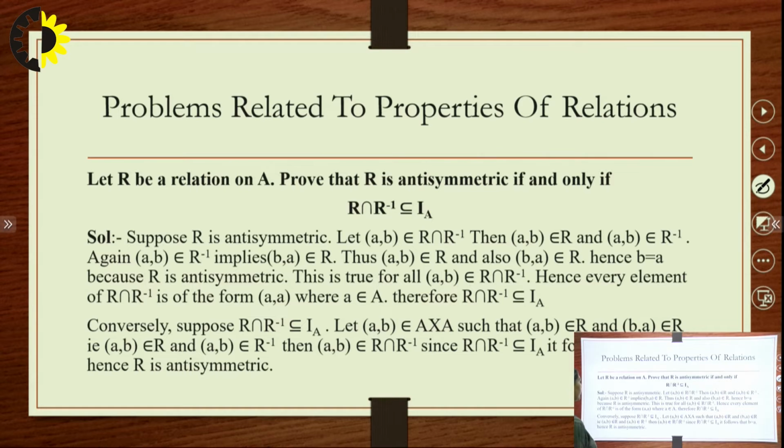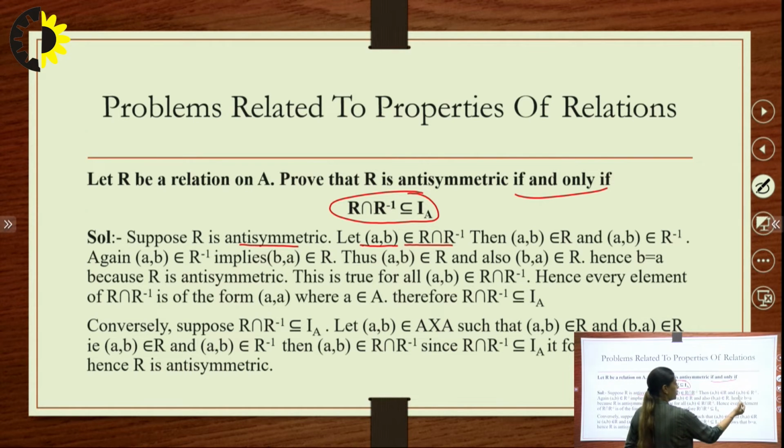Next question: let R be a relation on A. Prove that R is antisymmetric if and only if R intersection R inverse is a subset of the identity relation on A. Now suppose R is antisymmetric, and let (a, b) belong to R intersection R inverse. Then we can write that (a, b) belongs to R and (a, b) also belongs to R inverse, because it is an intersection. So this element will belong to both the relations.